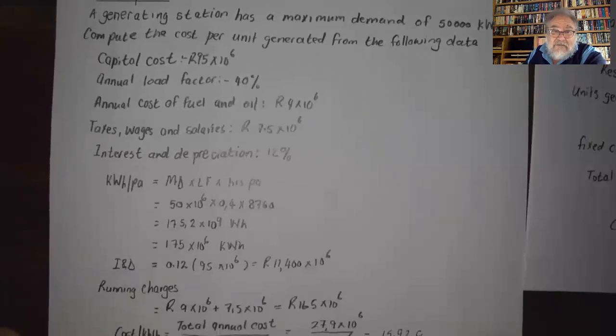So the kilowatt hours per annum is the maximum demand times the load factor times the hours per annum. That's 50 times 10 to the power of 6 times 0.4 times 8,760. That gives us 1.175 times 10 to the power of 6 kilowatt. Interest and depreciation, 0.12 times 95 million gives us 11,400 times 10 to the power of 6.